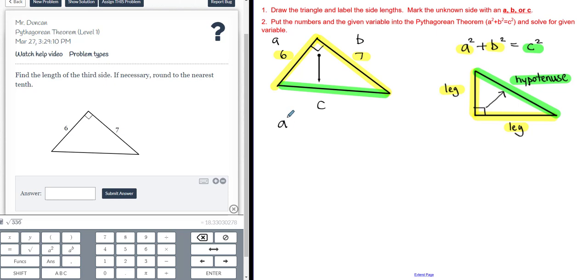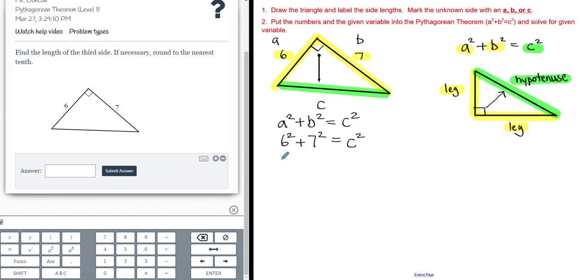So starting with the Pythagorean theorem, I'm going to write a squared plus b squared is equal to c squared. And in this case, I said that a is equal to 6, so I'm going to put 6 squared plus my b value is 7 squared, and all of that should be equal to c squared. Now again, we're going to solve for c squared in just a moment.